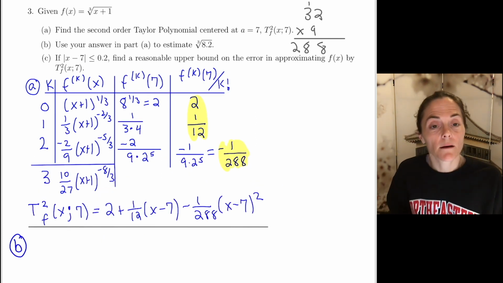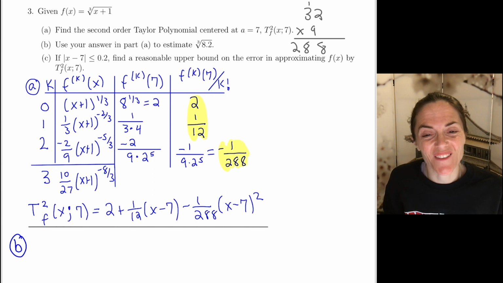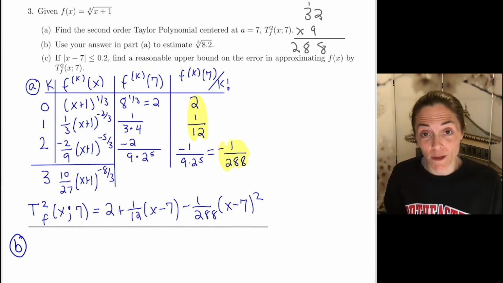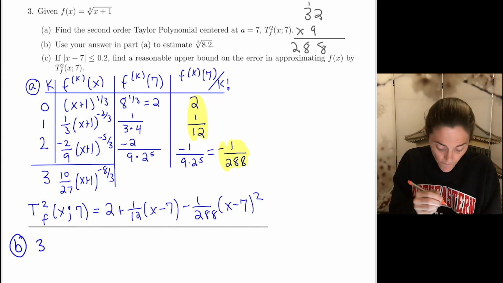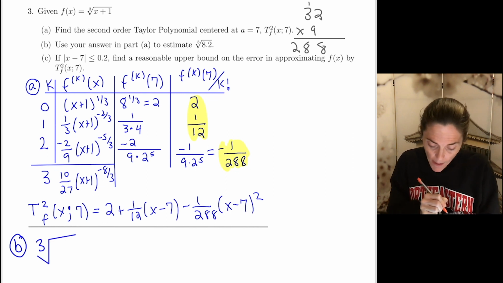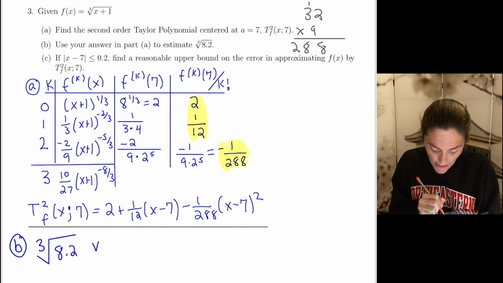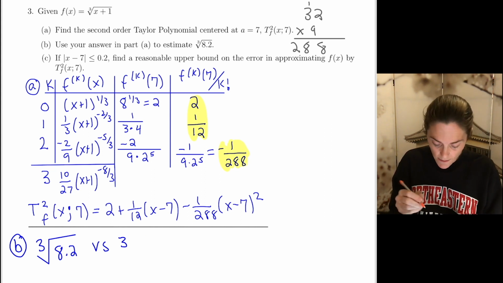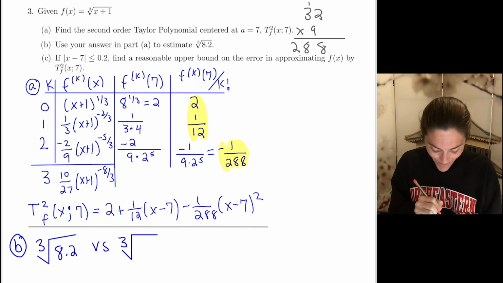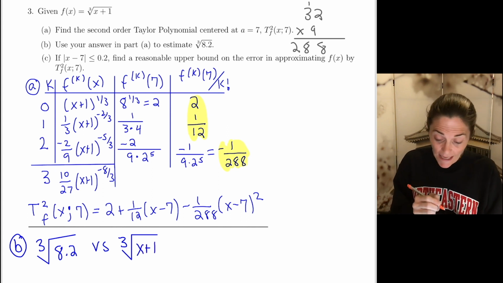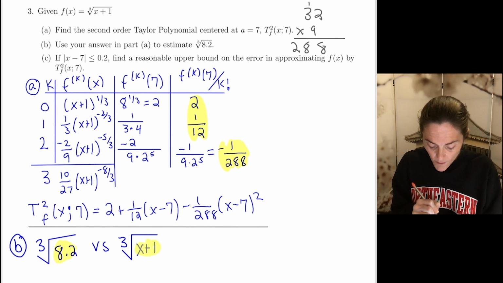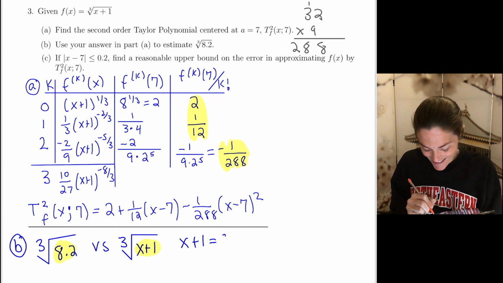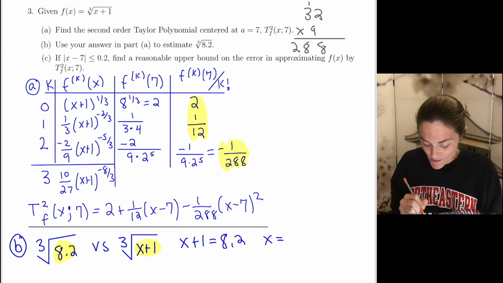Letter B. We use this polynomial to estimate the cube root of 8.2. This is similar to the first one we did. But just like I mentioned in class, I always line it up. So we want to estimate the cube root of 8.2, and we compare it to the function that we found a Taylor polynomial for, which is the cube root of x plus 1. And then you see it helps us solve for the x. So this says x plus 1 will equal 8.2, or x equals 7.2.